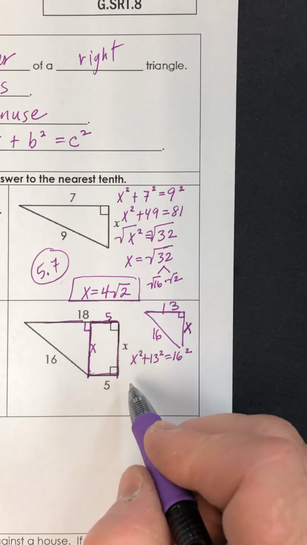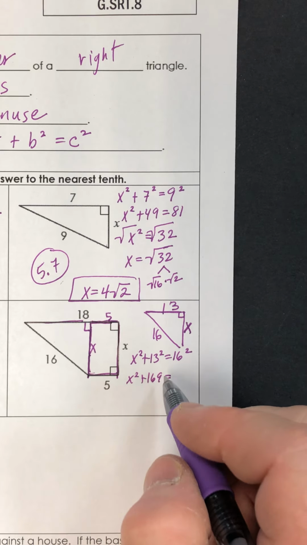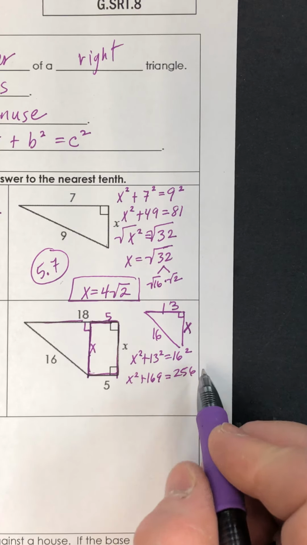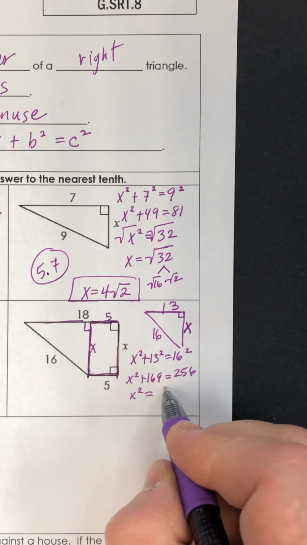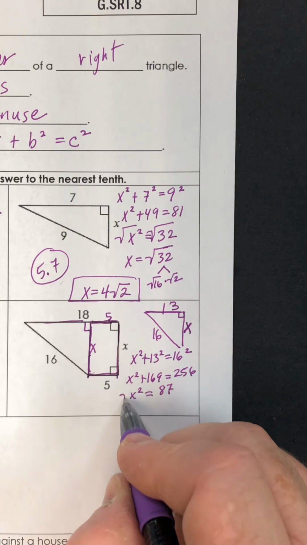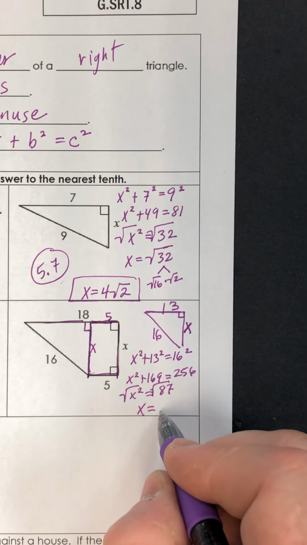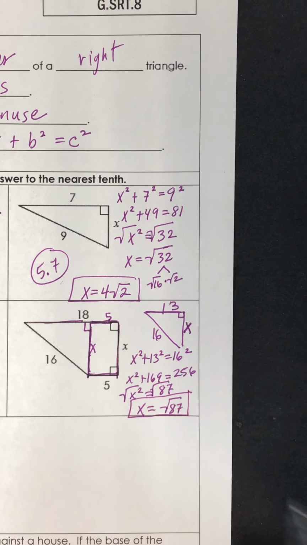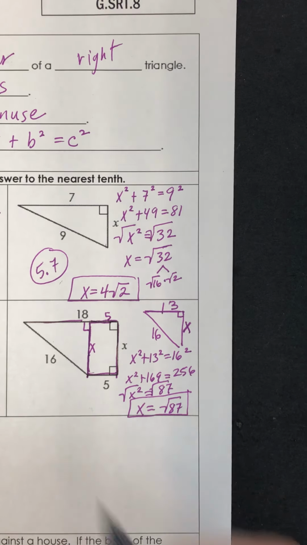So x squared plus 13 squared equals 16 squared. X squared plus 169 equals 256. Subtract the 169, x squared is going to equal 87. Square root both sides. X equals the square root of 87, and that does not simplify any further. And if we want the decimal, then we go square root of 87, 9.3.